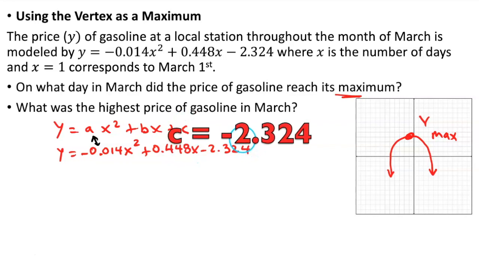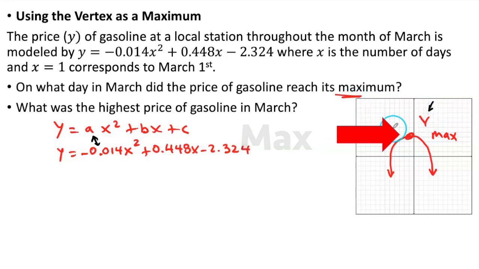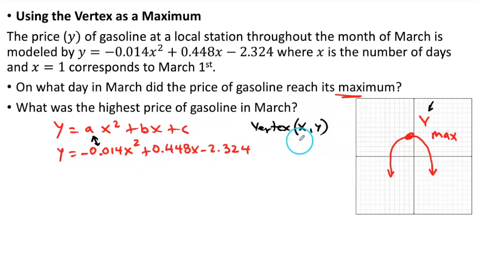Okay, what are we looking for? The maximum value. Maximum value happens at my vertex. Therefore, when I have a standard form, my vertex is x comma y. How do I find this x? It is negative b over 2a. Please, I will link my videos that explain this type of functions.